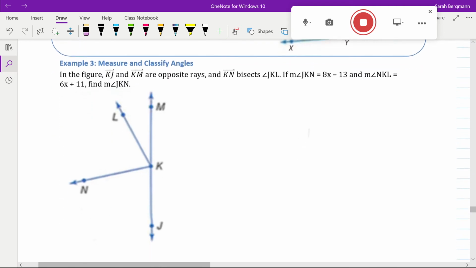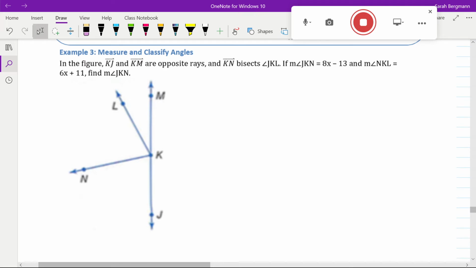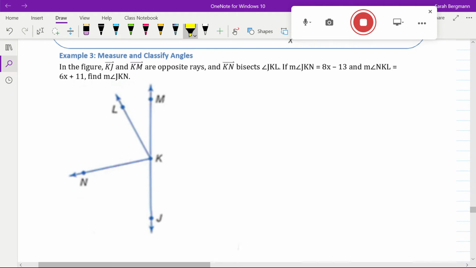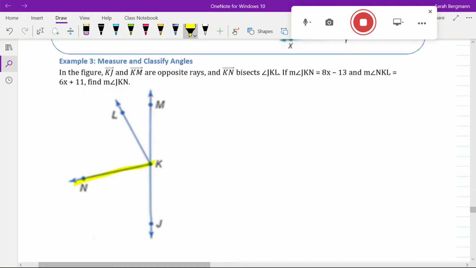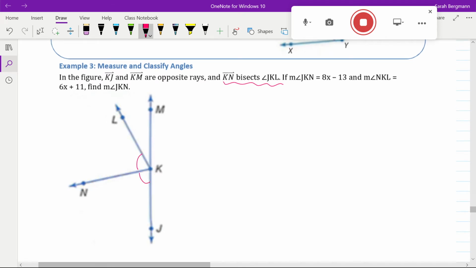Let me show you how this will be used in a problem. It says in the figure, ray KJ, that's this ray here, and ray KM, this here, are opposite rays. Ray KN bisects angle JKL. So right when you read that, I would suggest marking these two angles as congruent in your diagram.